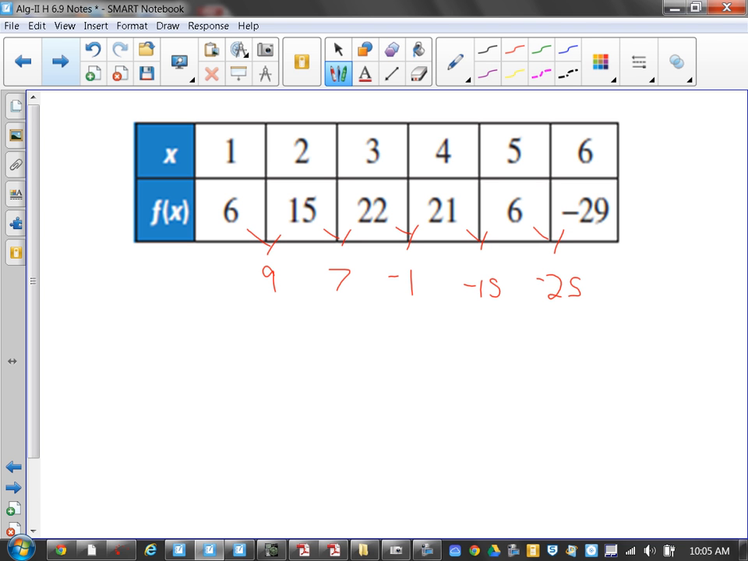Is that right? I think so. Wait. No. It's negative 35. Negative 29 minus 6. And I don't even know how you got 25 in the first place. So that was the first time we subtracted. Let's go again. You get negative 2, negative 8.